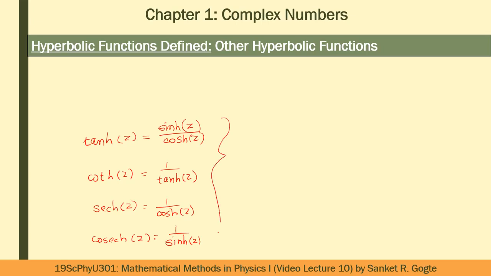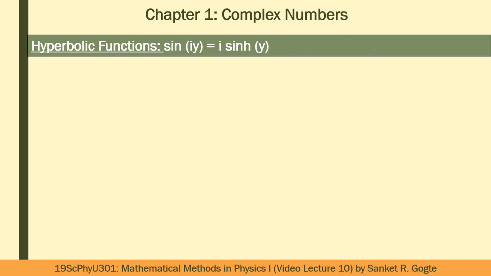Once we define hyperbolic sine and cosine, we can define the rest of the trigonometric hyperbolic functions. So this is how trigonometric and hyperbolic functions of a complex number can be calculated. This is how they are defined. Now what we will do in the next slides is try to derive some relations. Let's start with sine iy.